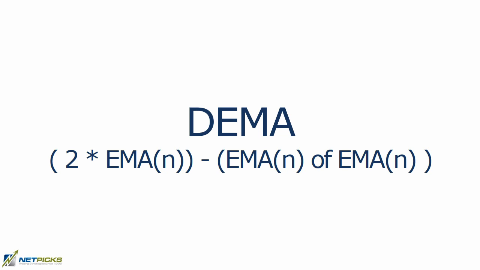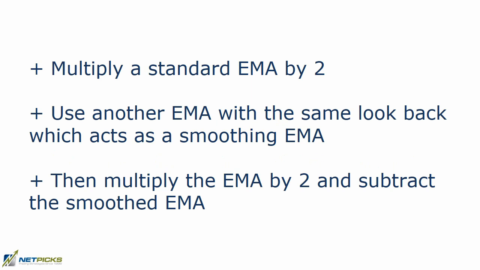So how do you calculate it? He explained that it just used the following formula. N is just the look-back period, and that can be any number you choose. This may look a little bit confusing, but all we're really doing is multiplying a standard EMA by 2. We're using another EMA with the same look-back, which acts as a smoothing EMA. Then we multiply the EMA by 2 and subtract the smooth EMA. So essentially, we're just using the EMA of an EMA for the indicator.